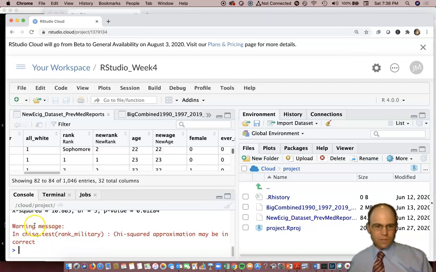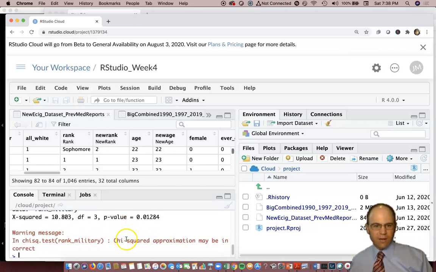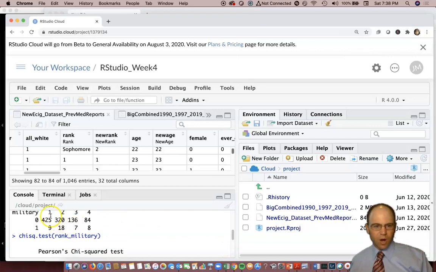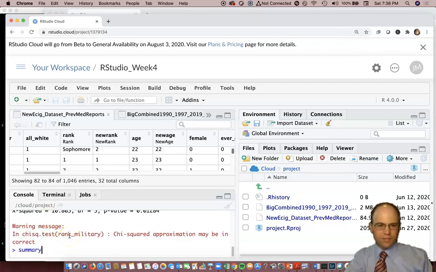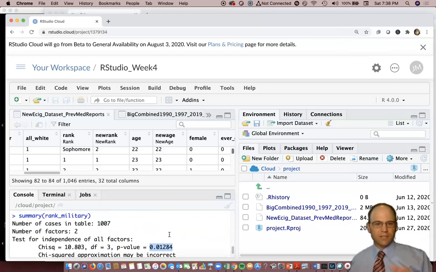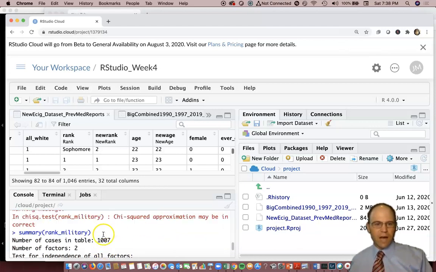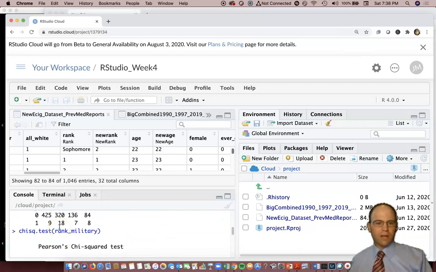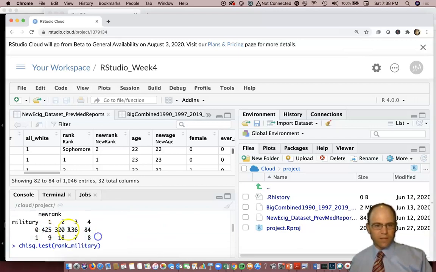Now, since the category has all these levels, you would have to do summary. You could do summary on that particular rank military. When you do it, you see the chi-square test says that there's a significant difference. Now, the numbers here, these represent the cells. This is a cell, that's a cell, this is a cell, this is a cell.